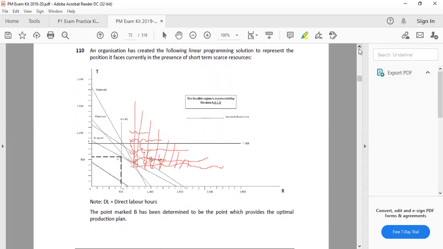Question number 110. An organization has created the following linear programming solution to represent the position it faces currently in the presence of short-term scarce resources. The x-axis is represented by R and the y-axis is represented by T.